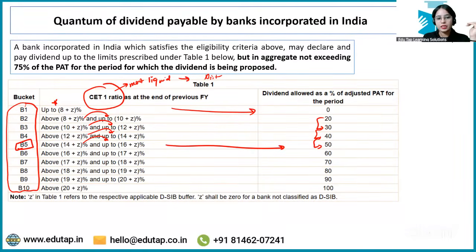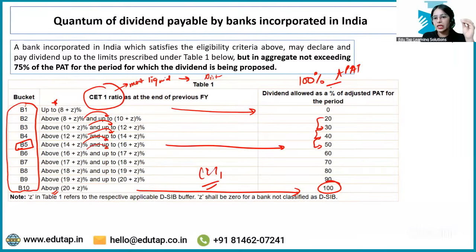Okay, rest 1%. If the bank has the common equity tier 1 capital, the bank is maintaining very good common equity tier 1 capital of above 20%. In this case, 100% of the adjusted profit after tax will be allowed to pay as the dividend.